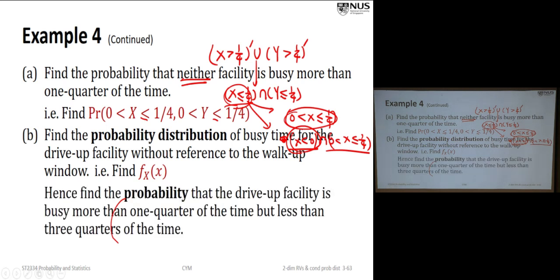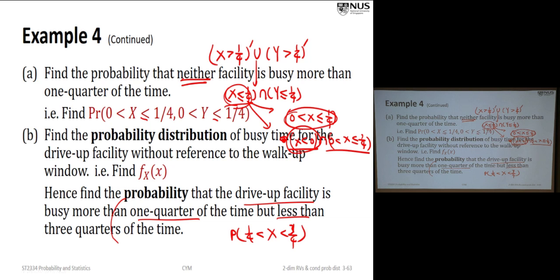Then from there, we try to work out the probability of the drive-up facility being busy more than 1/4 of the time, but less than 1/4 of the time. In other words, we are looking at this probability: more than 1/4 of the time and less than, okay, so it's a strict inequality. So we are asked to find this probability.